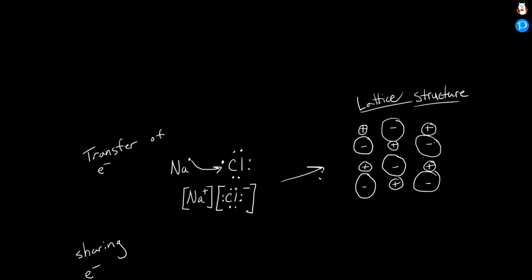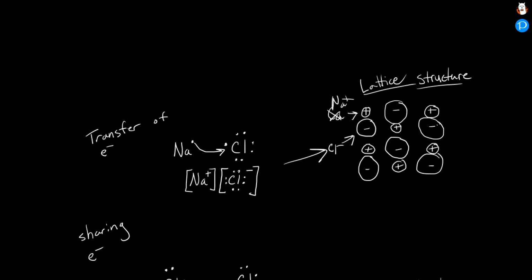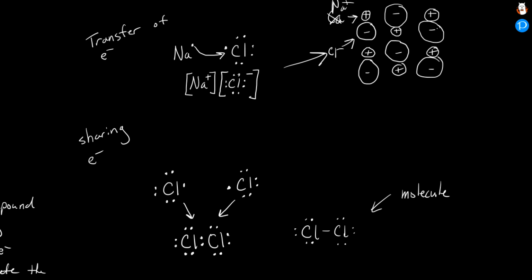And we get these lattice structures where we've got alternating positive and negative charges. This would be the Na plus, and these negative ones here would be the Cl minus. And they just form these really big crystal lattice structures of alternating positive, negative charges. But with the covalent bonds, it's a little different.